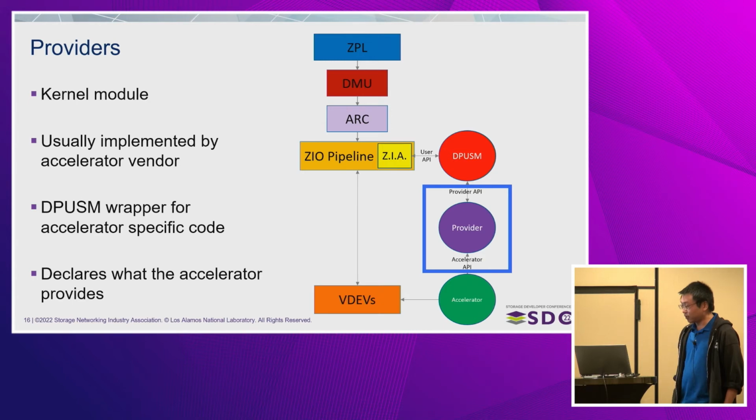However, providers also declare what the accelerators provide. So in addition to the generic functions, it will also provide the DPU-SM and the provider flags saying what specific algorithms are provided. For example, for compression, it may be this accelerator only implements gzip, not LZ4, or maybe some compression or checksum algorithm, but not another one.